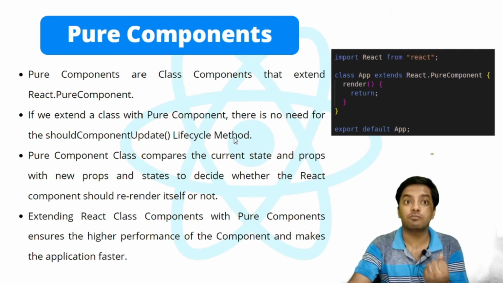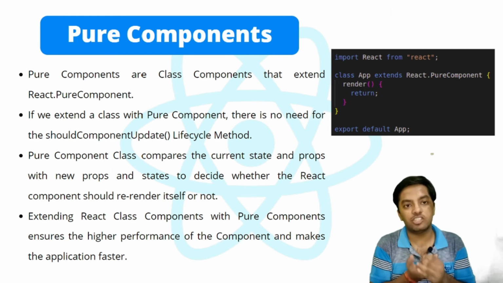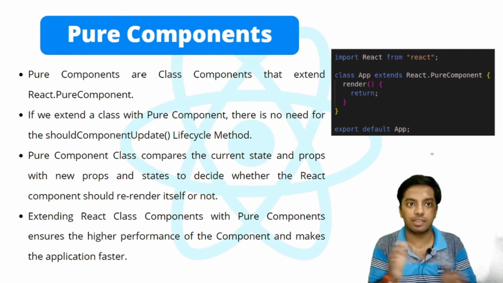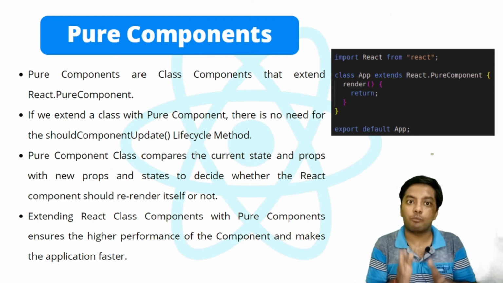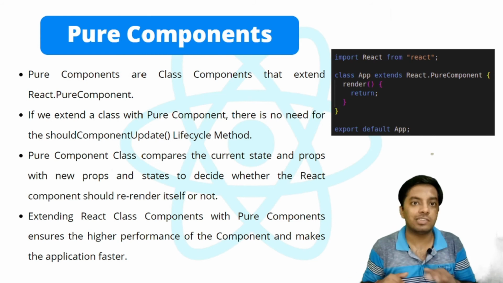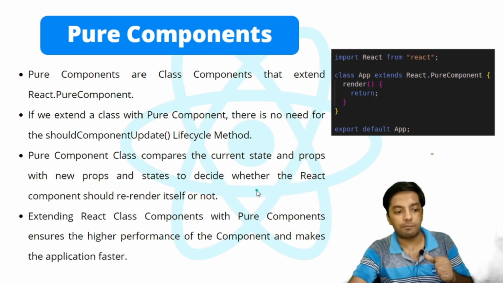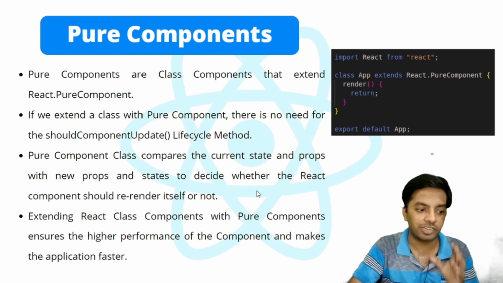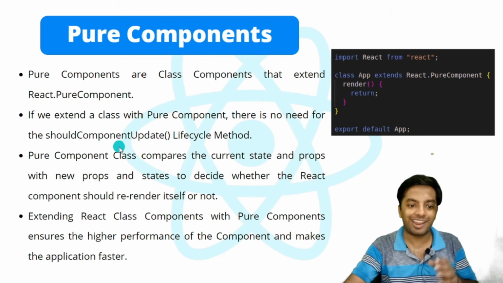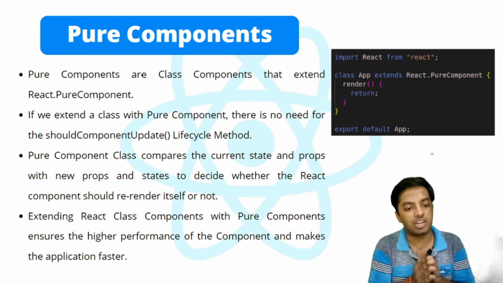The components that are extended from PureComponent by default have the implementation of shouldComponentUpdate. So after each state update, they will check the values of props and the state. They'll compare the initial and the final values of state and props, and the component will itself decide whether re-rendering is needed or not. We don't need to do this manually. What it does is make the application faster and ensure higher performance of the component. So this is what React.PureComponent does. It omits the use of shouldComponentUpdate, and this functionality is implemented in them by default.